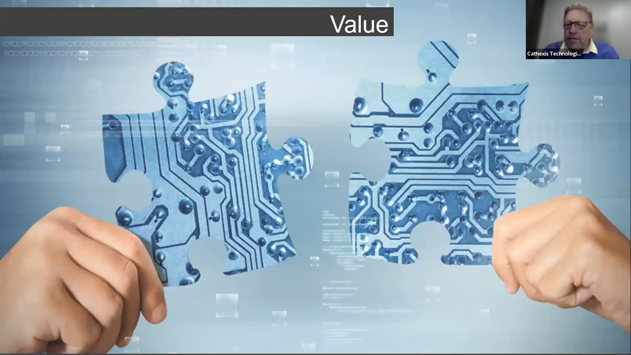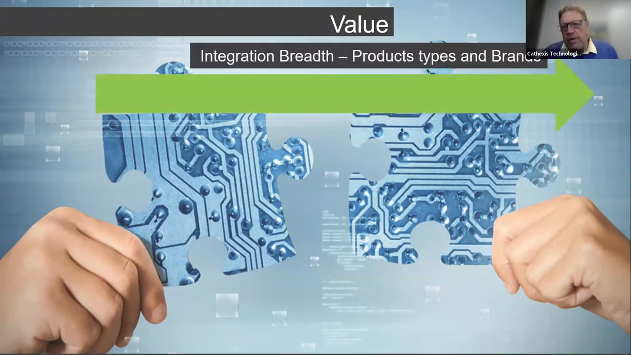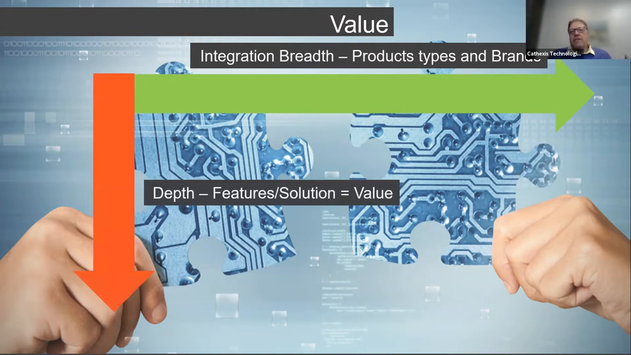If you look at the value of integrations, some may be thinking right now, well, so what's great about this? There's a lot of products that integrate. Well, I think there are two things to look at in integration. The one is the breadth of integration, in other words, how many products does Cathexis integrate? But the real value is added in the depth of the integration that we do. And that depth really is how we do the integration, how deep we go, what features we offer in that integration. And that's really what adds the value to the Cathexis integration, as opposed to a lot of the other products on the marketplace.